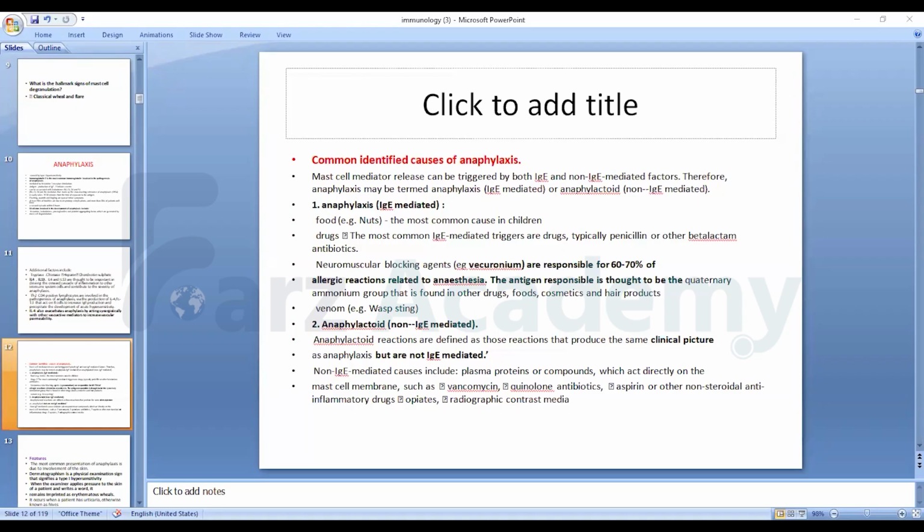Anaphylactoid, non-IgE mediated. So anaphylactoid reactions are defined as those reactions that produce the same clinical features as anaphylaxis, but they are not IgE mediated. So non-IgE mediated causes include plasma proteins or compounds which act directly on the mast cell membrane, such as vancomycin, quinolone, aspirin or other NSAID drugs, opiates, radiographic contrast media.